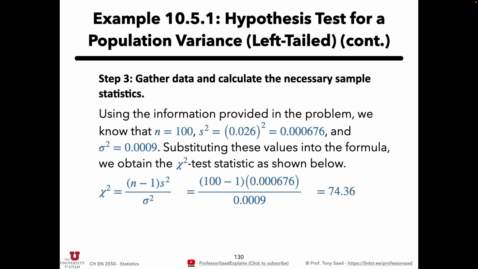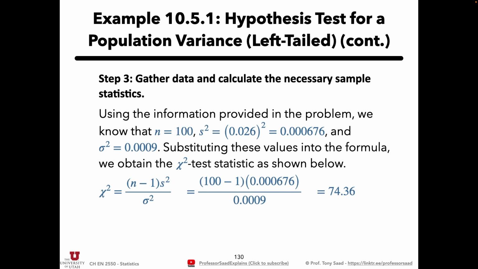Next step is you just gather the data, which was gathered for us. We simply calculate our sample statistic, our chi-square statistic. And remember now, you have S squared and sigma squared here. So you might be given sigma squared and S, or you might be given variance and standard deviation, right? So be careful to square what you need to square or not, okay?